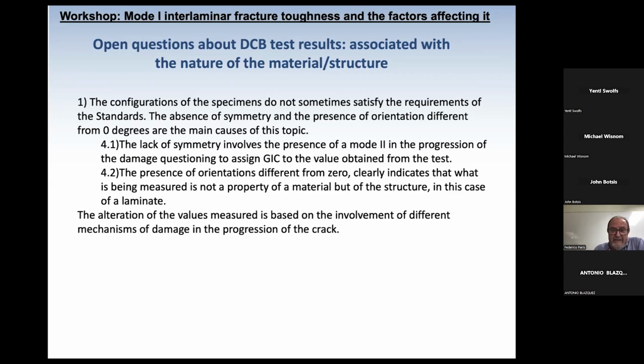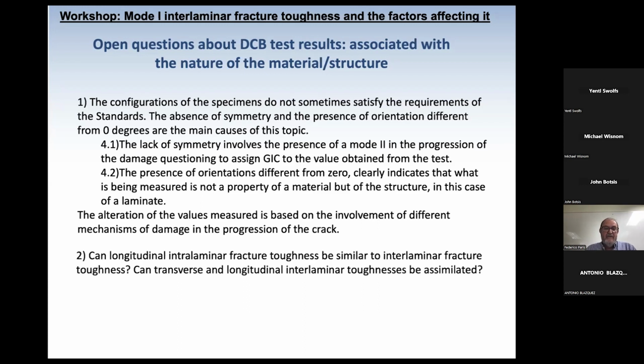The presence of orientations different from 0 clearly indicates that what is being measured is not a property of the material, but of the structure, and in this case, of our laminate. The alteration of the values measured is based on the involvement of different mechanisms of damage in the progression of the crack. Now, another series of questions.